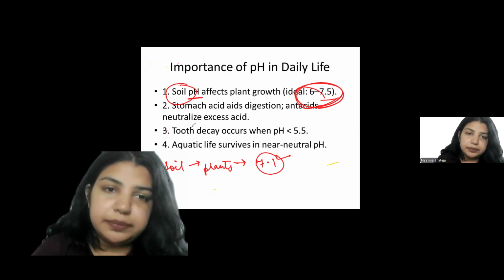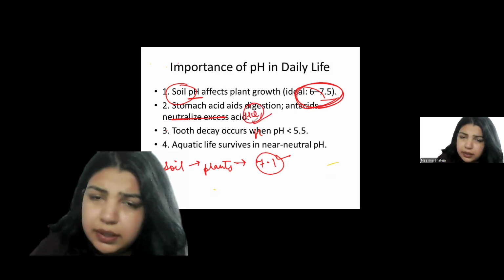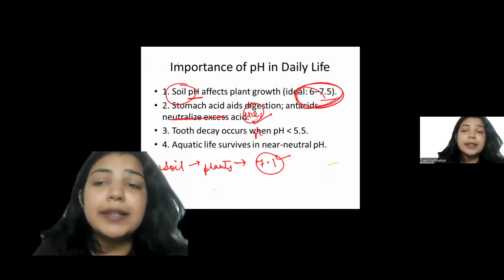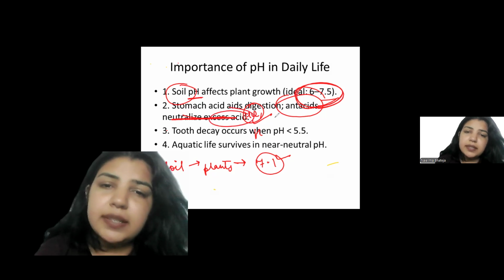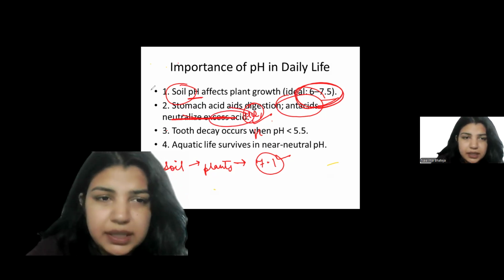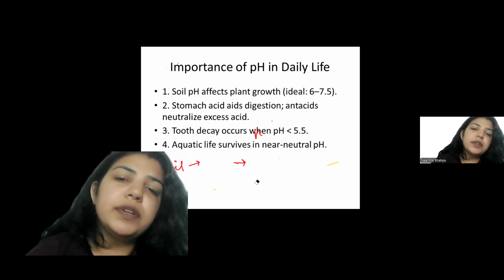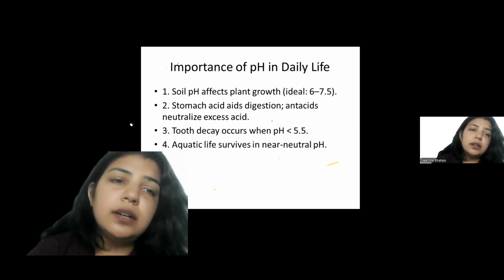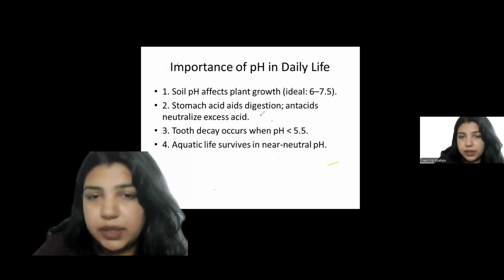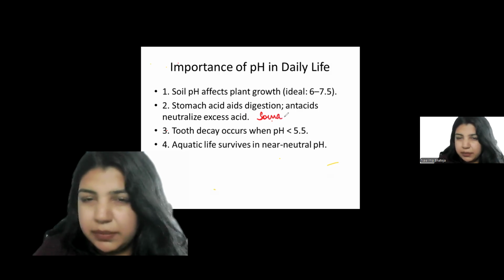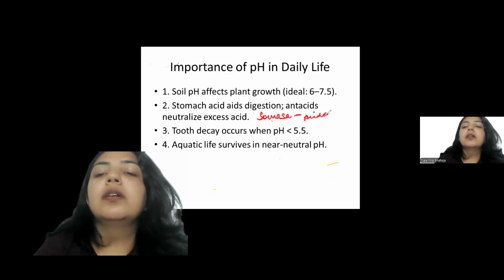Next is stomach acid. We have HCl in our stomach so that all the food can be digested. All the antacids neutralize the excess. Sometimes we feel acidity or discomfort. Why do we feel that? Sometimes you have eaten a lot of things like samosa, ghee, oil, or some such thing. So it makes us feel uncomfortable.